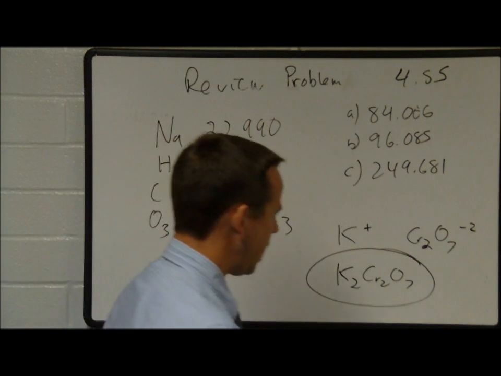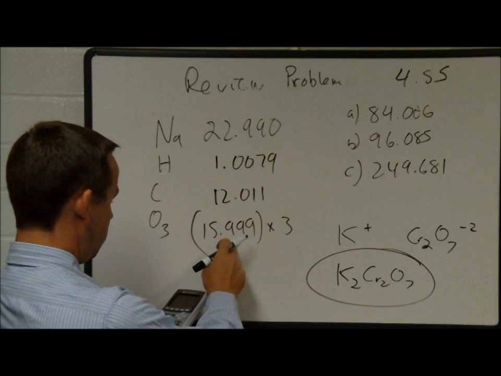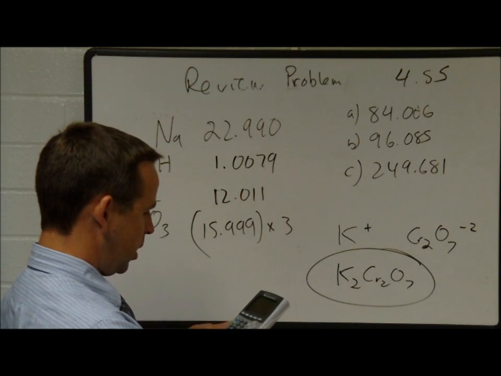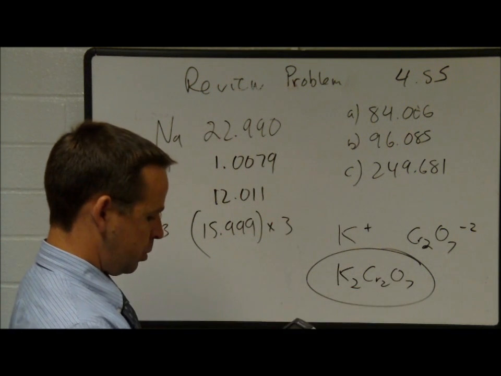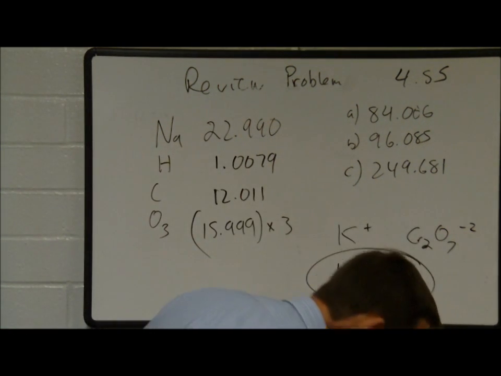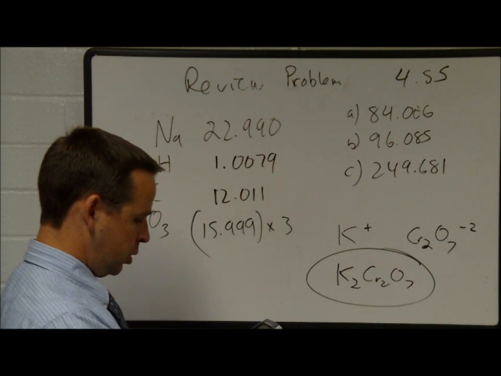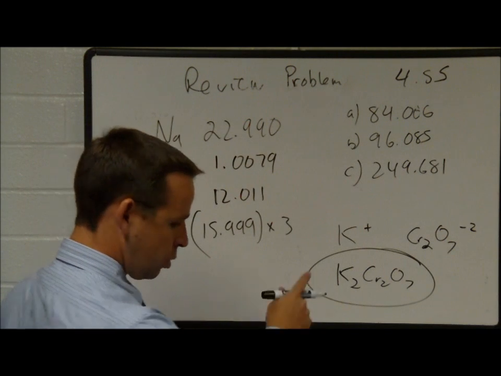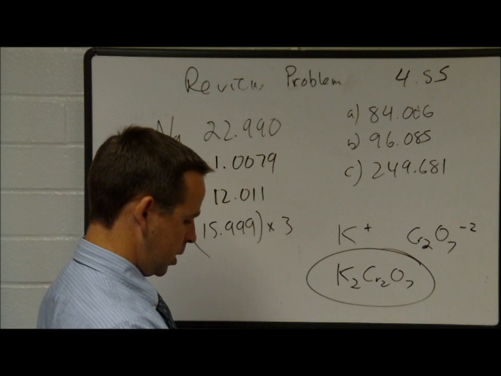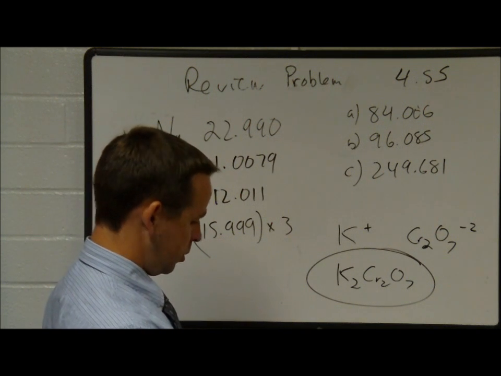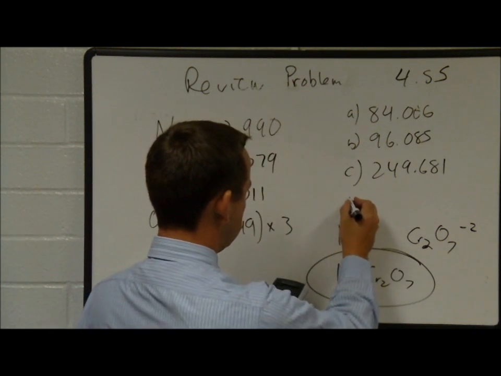Okay? 2 potassiums, 2 chromiums, and 7 oxygens. Well, I know this oxygen mass right here, 15.999, so I go 15.999 times 7. That's for all the oxygens, plus potassium is 39.096 times 2 of those, right? Plus chromium. Chromium is 51.996, plus 51.996 times, again, 2 of those. So I'm getting 249.177.